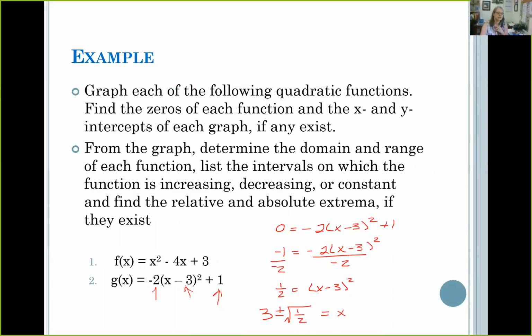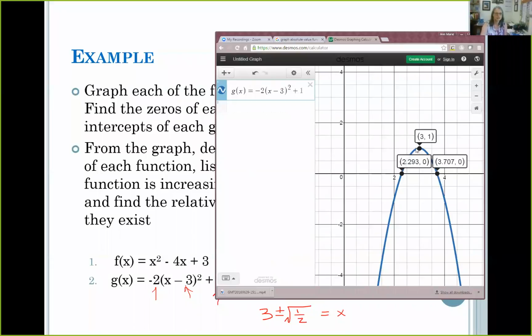Okay, so the domain is negative infinity to positive infinity. The range, well, we can get that from the graph, yes? The maximum is 1. Range is the y's. Negative infinity to 1 is the range. Increasing from negative infinity up to an x of 3. Decreasing from x equals 3 to positive infinity. Relative and absolute extreme: maximum at y equals 1 at the point (3, 1).